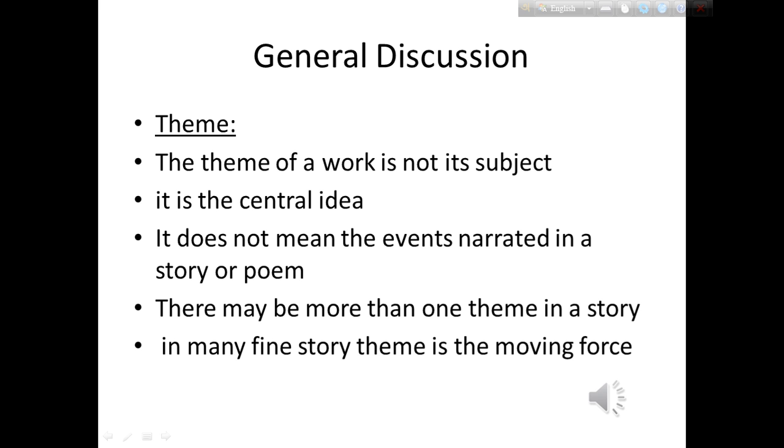Now, theme. The theme of a work is not its subject, but its central idea, which may be stated directly or in an implied form. The theme of a story is whatever general idea or insight the entire story reveals. It doesn't mean the events narrated in the story or any poem. It refers to the elements in the story besides what happens in it. In many a fine story, theme is the center, the moving force or the principle of unity.